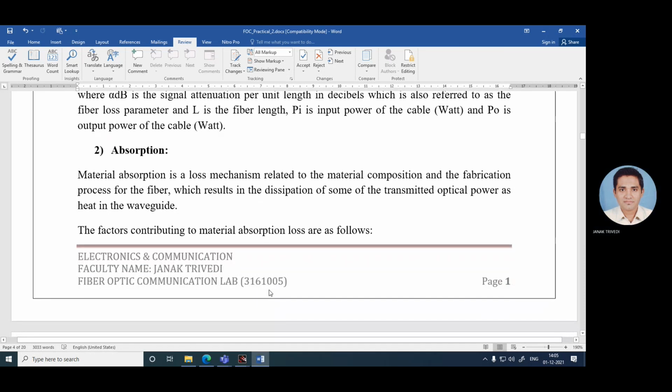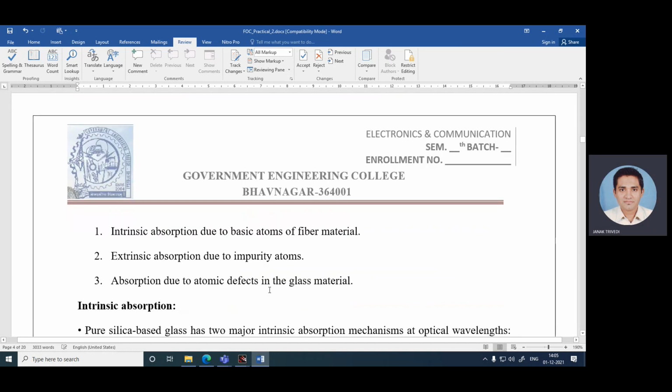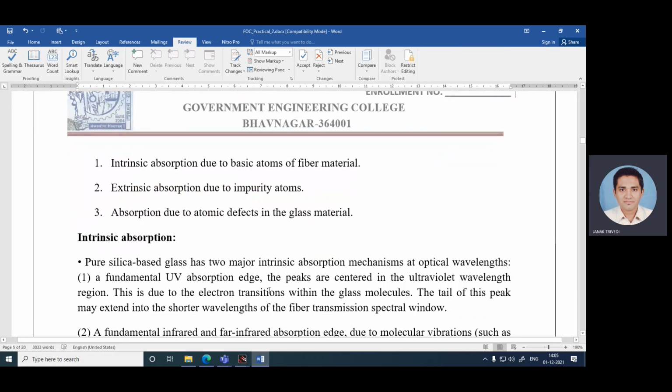Absorption. Material absorption is a loss mechanism related to the material composition and the fabrication process for the fiber, which results in the dissipation of some of the transmitted optical power as heat in the waveguide. The factors contributing to material absorption loss are as follows: intrinsic absorption due to basic atoms of the fiber material, extrinsic absorption due to impurity atoms, and absorption due to atomic defects in the glass material.